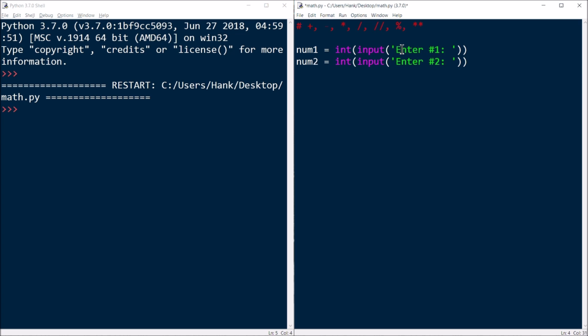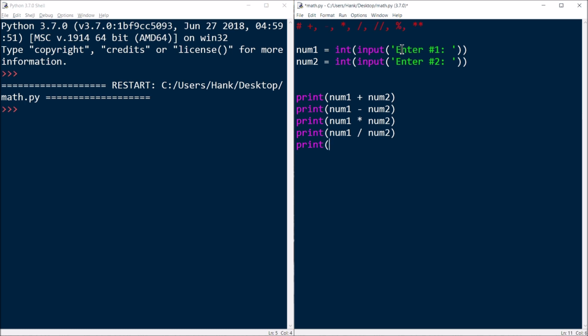Okay, and then we'll just print out all these answers. We'll figure out what all these answers are. So we'll add them together first. Let's see here. We'll just print them out, right? Num1 plus num2. Okay, and then we'll show the difference, num1 minus num2. Okay, and then we'll show the product, num1 times num2. All right, and then we'll have our floating point division, right?